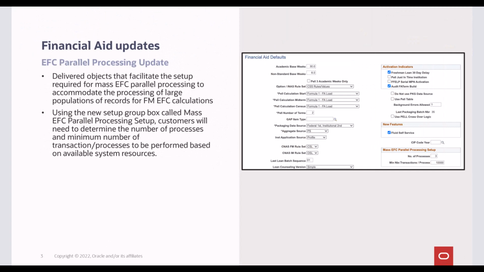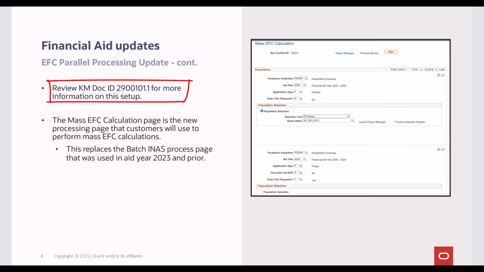With the implementation of parallel processing, we expect customers to experience similar processing times as seen when the batch INAS COBOL process was used for FMEFC calculations in aid years 2023 and earlier. In the new group box, customers are required to set these values to a number greater than 0. We recommend you work with your DBAs to determine the number of processes and the minimum number of transactions or processes to be performed based on available system resources. Please review the KM doc referenced on the slide for more information on this setup.